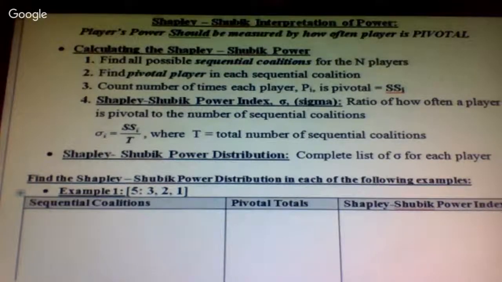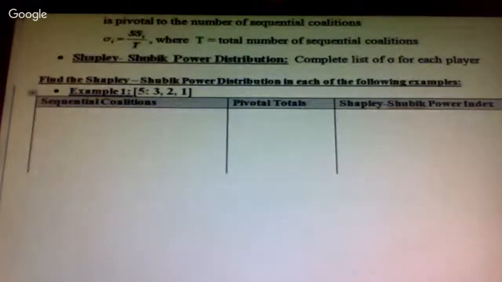So everything's the same as Banzhaf, except we're doing sequential coalitions. You need to come up with all your sequential coalitions, find your pivotal player, and then we're going to count just like we did with Banzhaf. How many times was a player pivotal? How many times total did we have? And find your fractions.